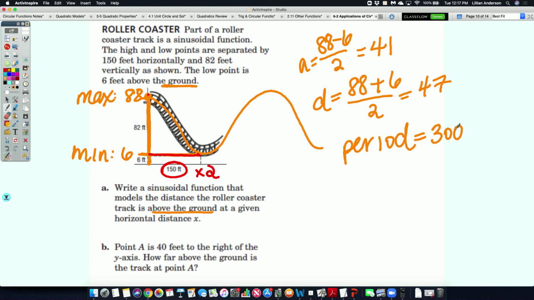So then to find B, I just have to set that equal to 2 pi over B. So that gives me 300B equals 2 pi. B is equal to what?